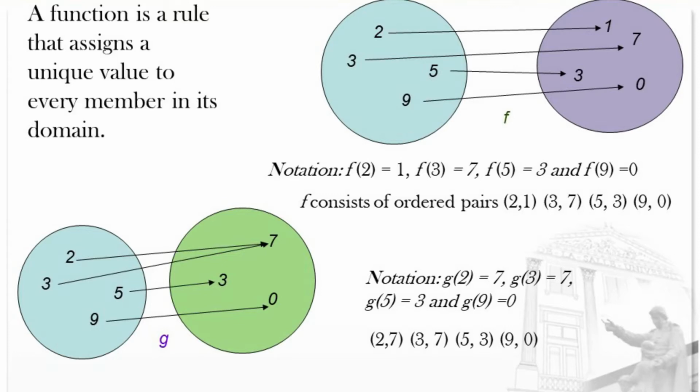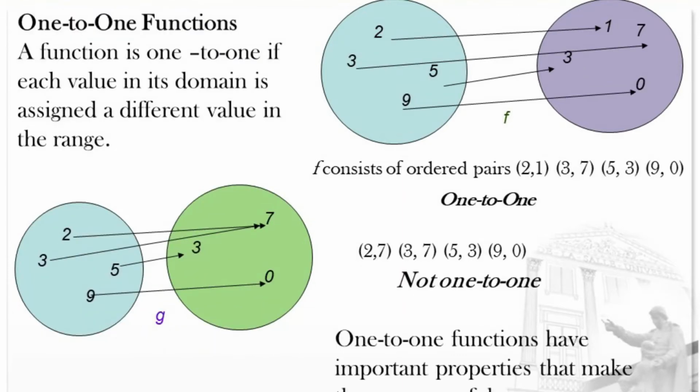So g of 2 is 7, g of 3 is 7, g of 5 is 3, g of 9 is 0. So the ordered pairs are (2, 7), (3, 7), (5, 3), (9, 0). But when we say one-to-one function, take note of this: a function is one-to-one if each value in the domain is assigned a different value in the range. So that is one-to-one.